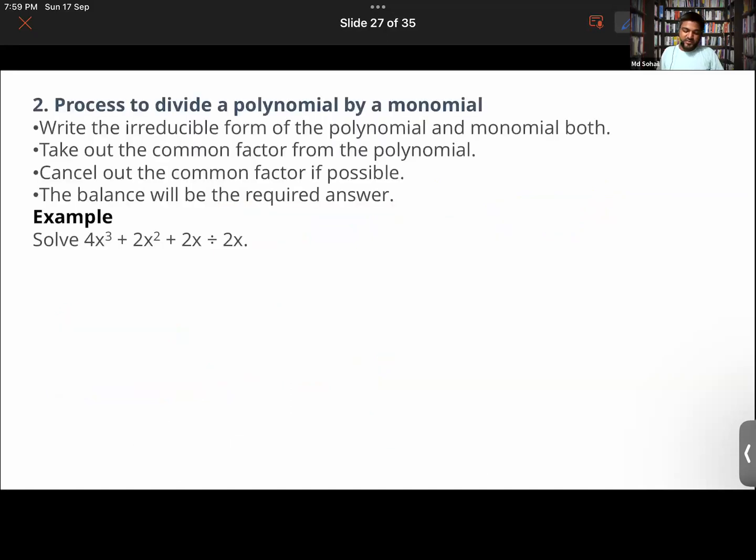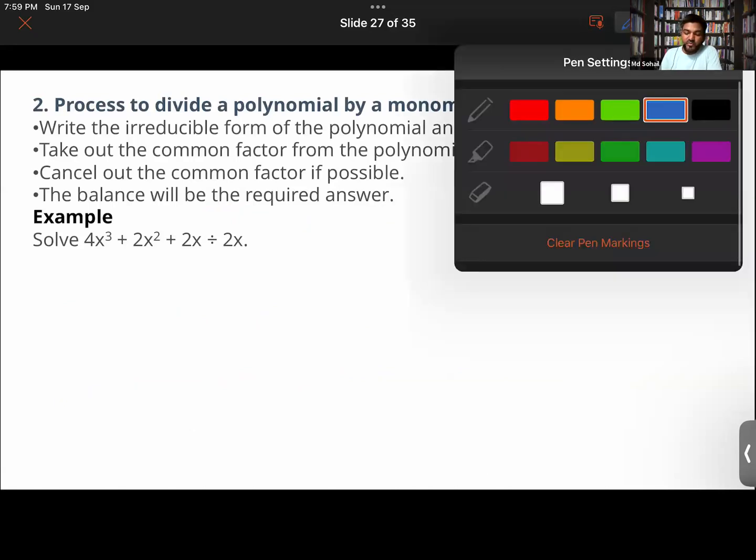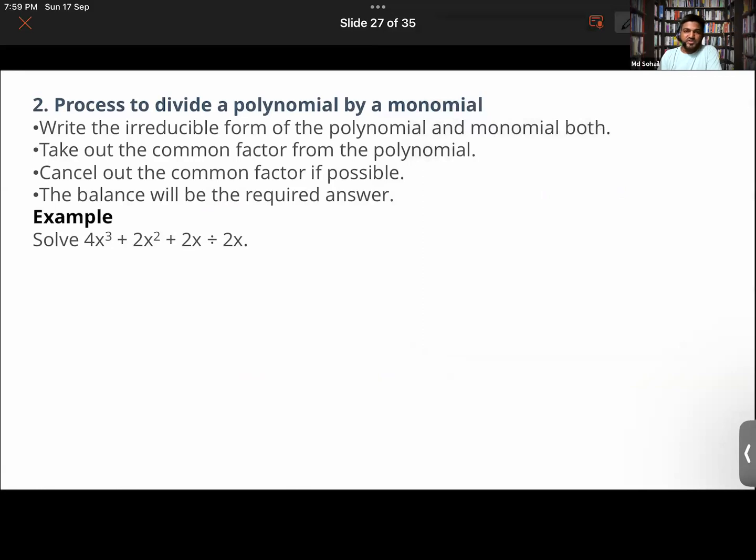Okay. Now let's move to the division bit. How division takes place between a polynomial and a monomial. All the process has to be same. The only thing you need to do is take out the common term from the polynomial. For example, 4x cube plus 2x square plus 2x.